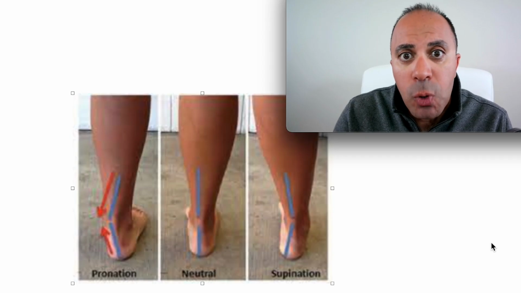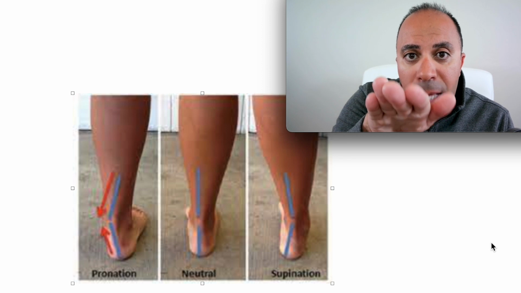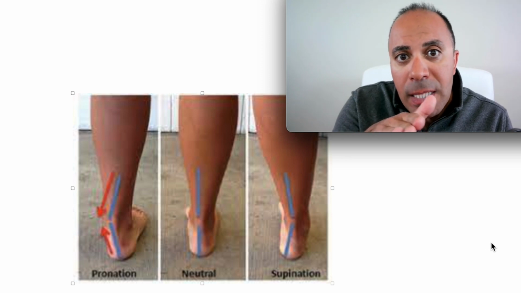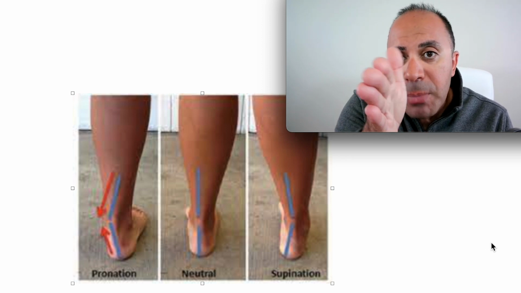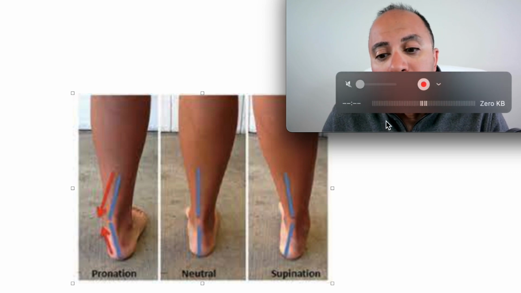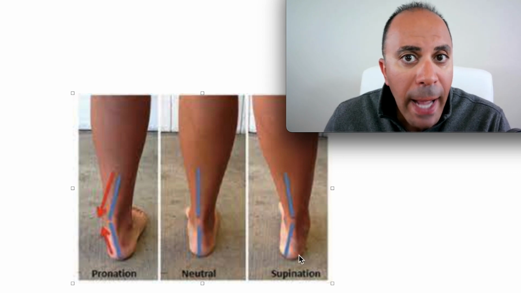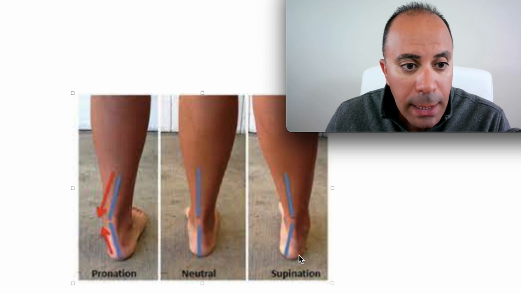When someone has a pronated foot, their foot is collapsing inward. If someone has excessive supination, the foot is collapsing outward. Especially supination is a risk factor for peroneal tendonitis.